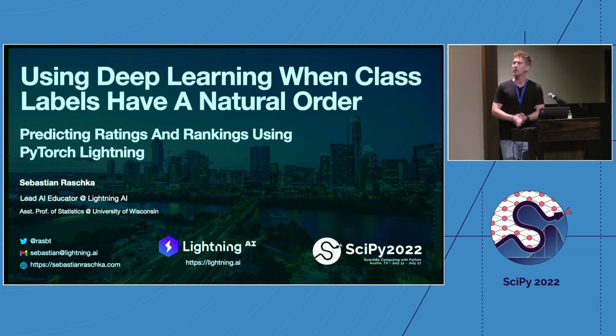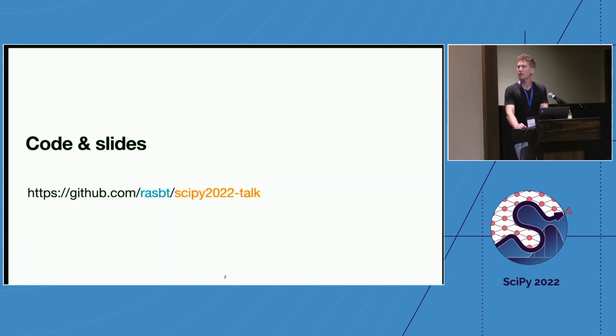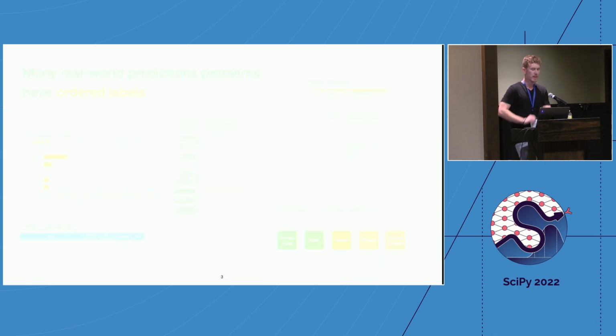So today I'm going to talk about using deep learning when class labels have a natural order. And why is that interesting? That's because many real-world applications have ordered labels, as we will see shortly. Also, I have all the code material and slides here on GitHub. There will be a short code example, lots of slides, but no need to take pictures. It will be all on GitHub. I think it should already be public, unless I forgot to make it public because I set it to private first. Okay, so getting started then.